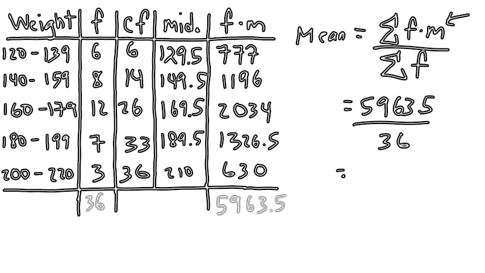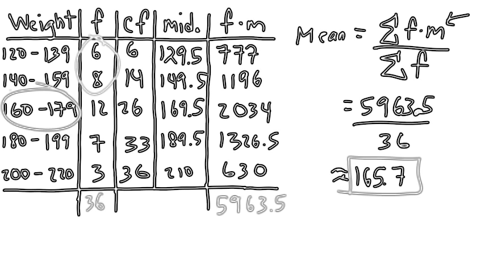Now before we calculate the mean, which interval do you think the mean is going to be in? Now most of the numbers are between 160 and 179. And the left side of the data is heavier than the right side of the data. So it's either going to be in this interval or in this interval, one of those two. So if we take 5963.5 divided by 36, that's going to give us 165.7 approximately.